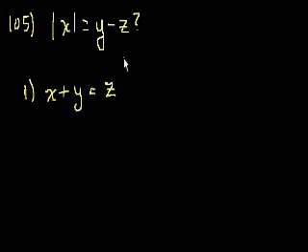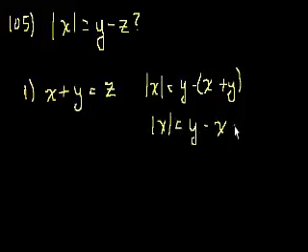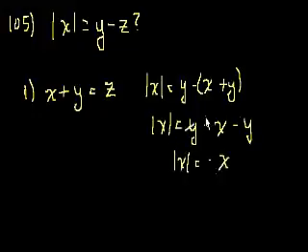So if we substitute z into this top equation, we get the absolute value of x is equal to y minus x plus y. So that means that the absolute value of x is equal to y minus x minus y. And that says that the absolute value of x is equal to minus x, because the y's cancel out. Well, I don't know if this is true still.